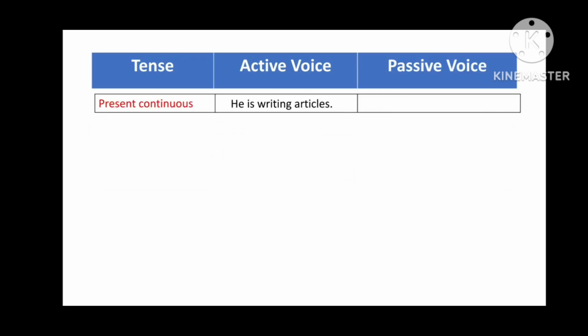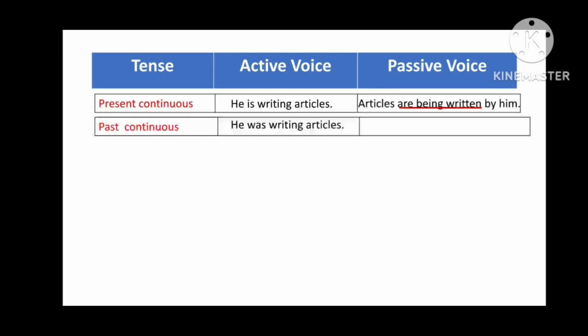Also, present continuous tense, he is writing articles. Passive voice will be articles are being written by him. In continuous form, we use being. Past continuous, he was writing articles. Articles were being written by him.